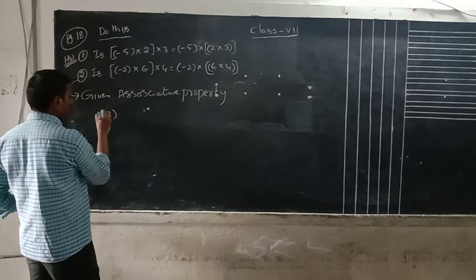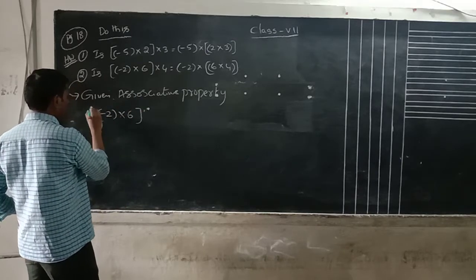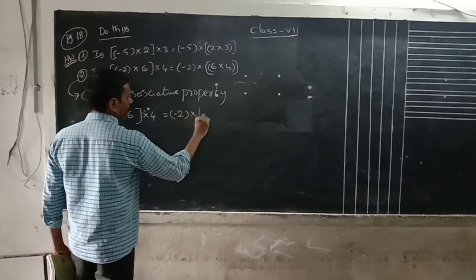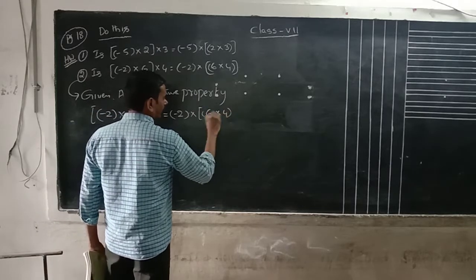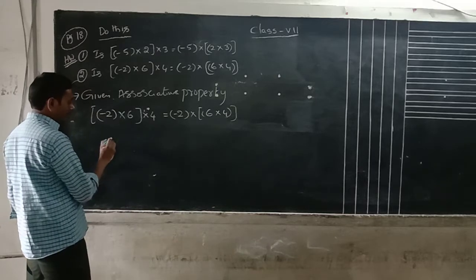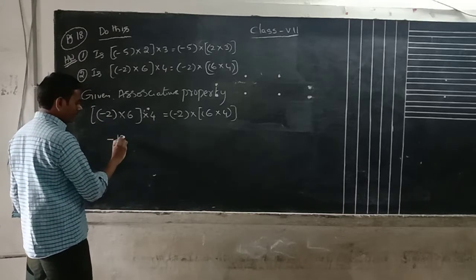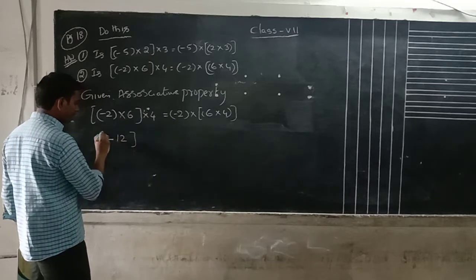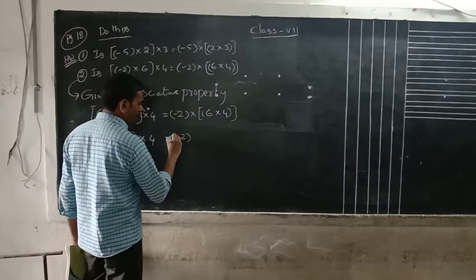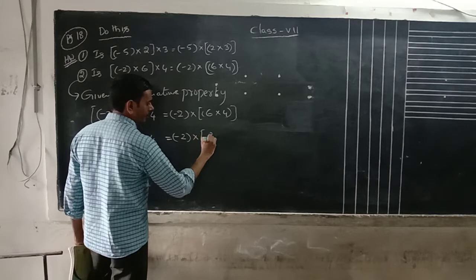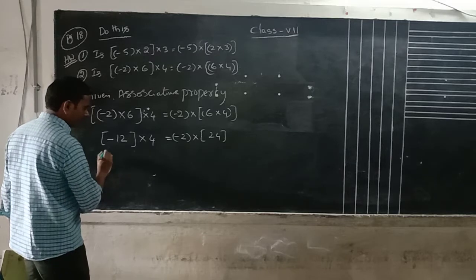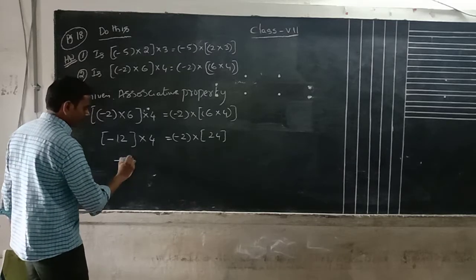What is the given? Minus 2 into 6 multiply 4 equals minus 2 into 6 into 4. They are equal to given, so you have to follow equal to. First simplify this: minus 2 into 6 is minus 12. Then 12 into 4, minus into plus, 12 times 4 is 48.